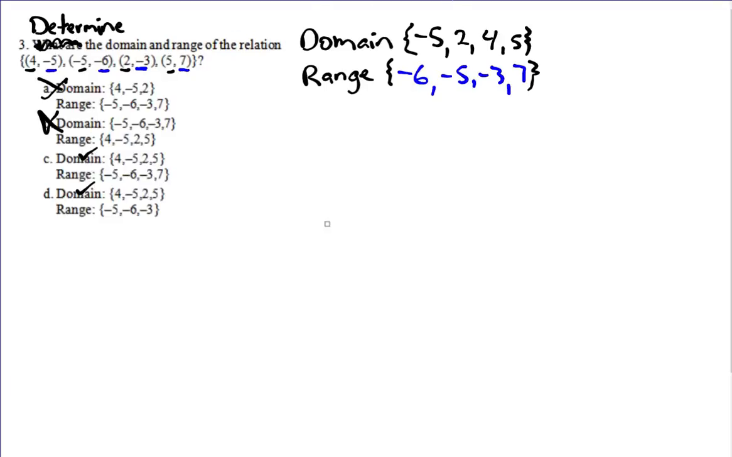So then we go to the range. So let's say -5, -6, -3, 7. That looks good. And then this one, oh, it's missing the 7. So that's wrong. That just leaves answer C. Put them in order from least to greatest, though. It won't kill you.